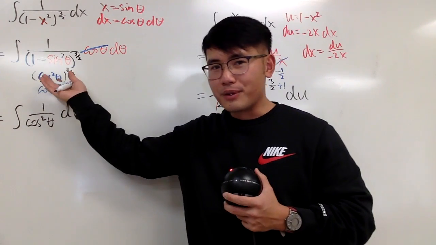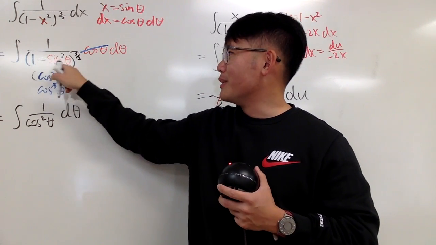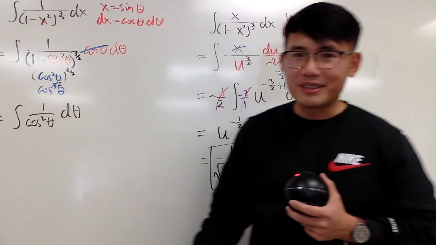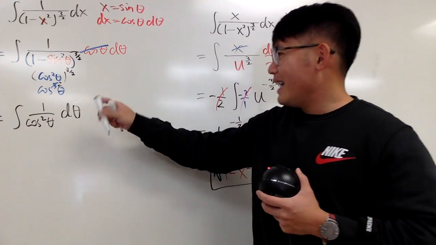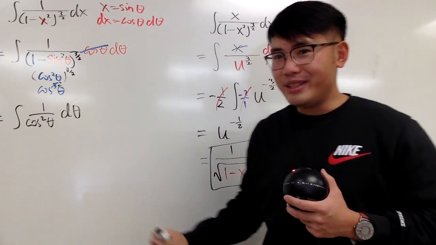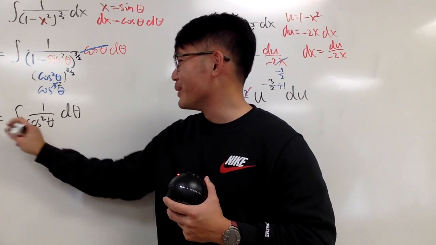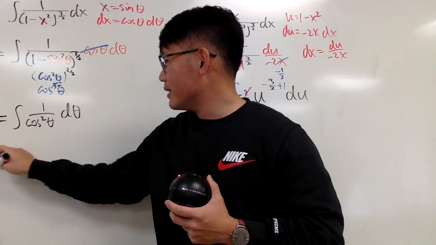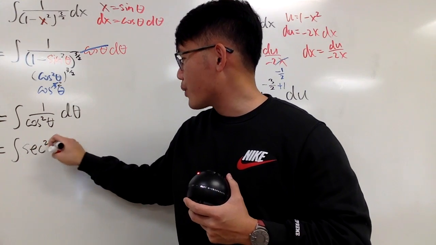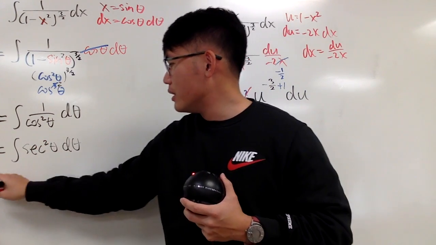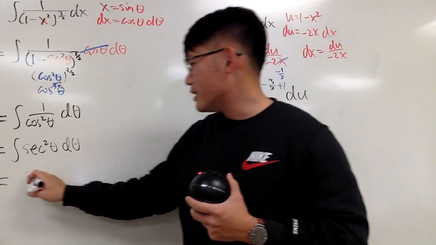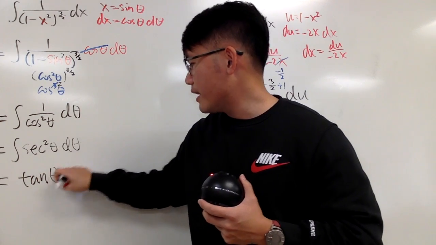Oh, by the way, the denominator is 1 minus sine squared theta, in case you cannot see. Anyway, this is actually really easy to integrate. Why? Because this is just equal to secant squared theta. So this is the integral of secant squared theta, and as we all know, the derivative of tangent will give us this, so the answer to this is just tangent theta.